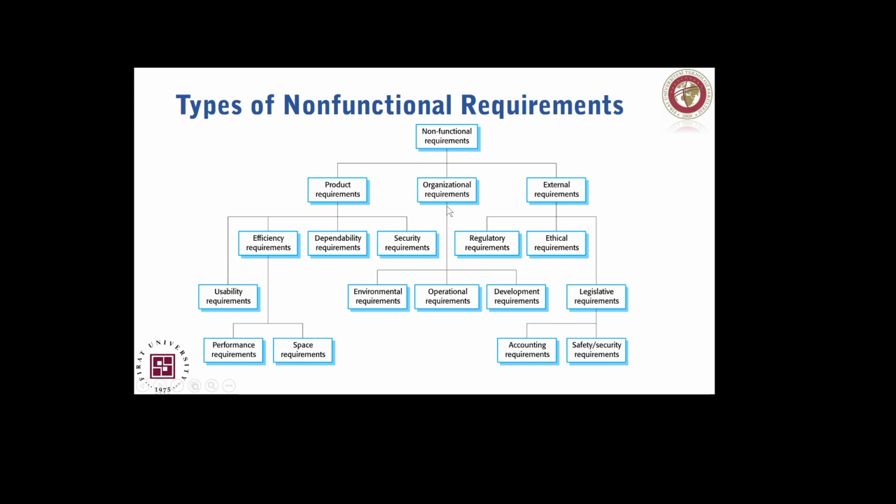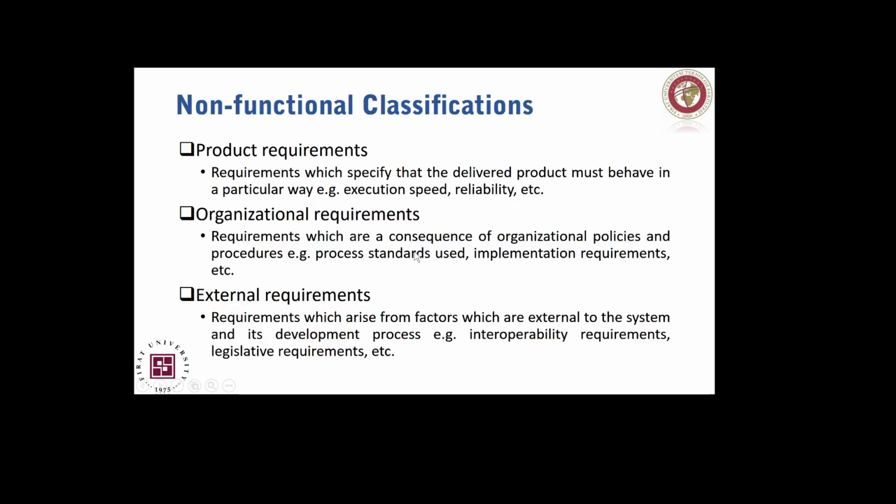For organizational requirements, we may think about the environment used for development or the way the software will operate. I mentioned the development and the environment that the software will run on or will be installed on. These are also non-functional requirements, but they affect the functional requirements of the software. We may have also external requirements.